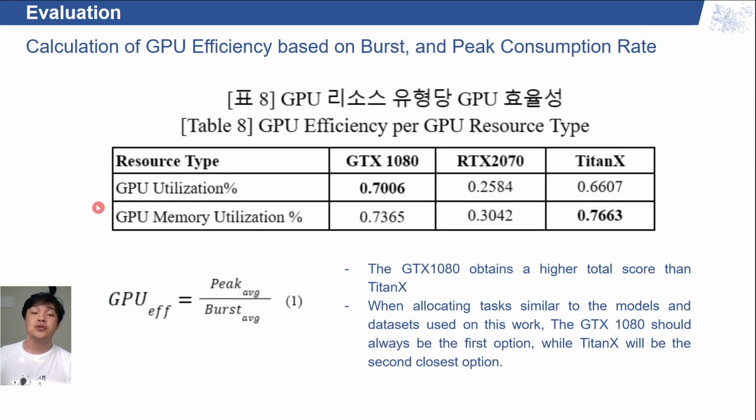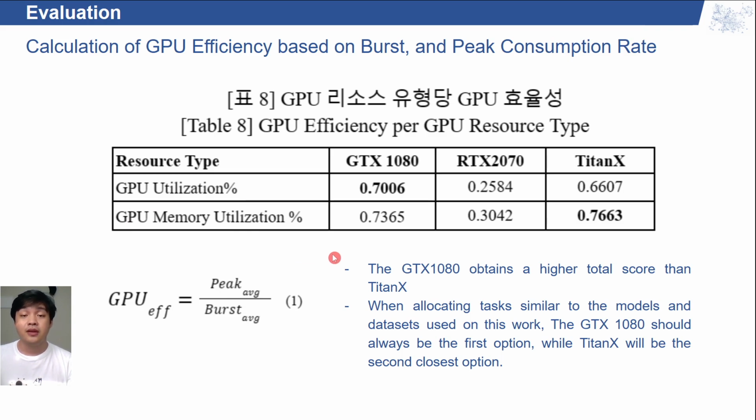Once we have these predicted values, we now try to calculate the GPU efficiency based on the burst and peak consumption rate. We propose this formula, where the GPU efficiency is equal to the average peak over the average burst, which will give us the score as shown on table 8, the GPU efficiency per GPU resource type. So we can see here that GTX 1080 has the highest score for GPU utilization, but Titan X has the highest score for GPU memory utilization.